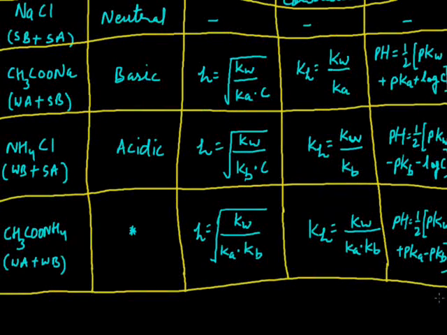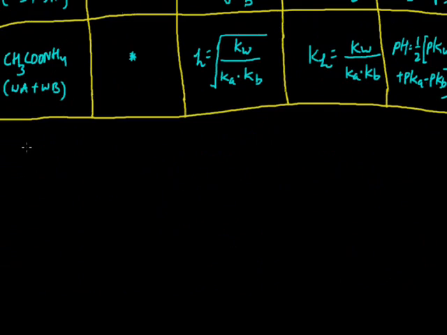And for the salt of a weak acid and weak base, the nature depends on the values of Ka and Kb. Degree would be equal to under root Kw upon Ka dot Kb. Hydrolysis constant Kh would be equal to Kw upon Ka dot Kb, and pH would be equal to half pKw plus pKa minus pKb.